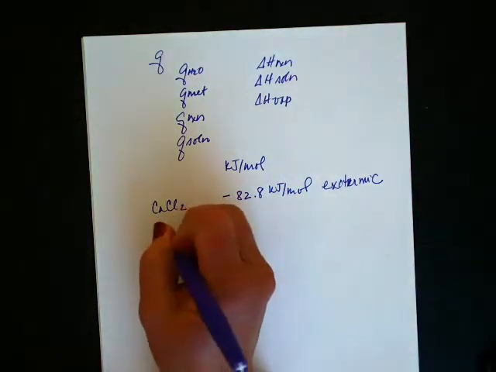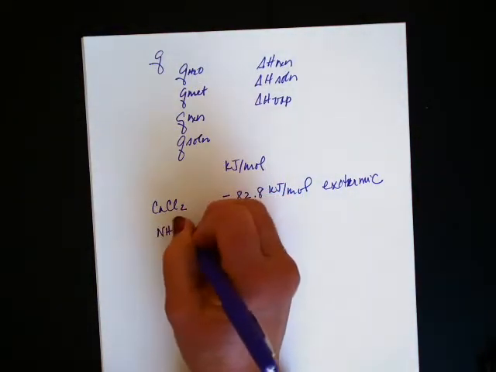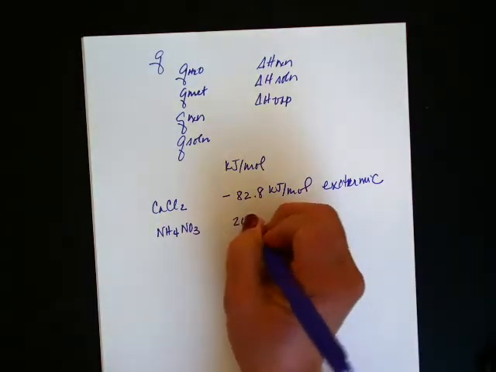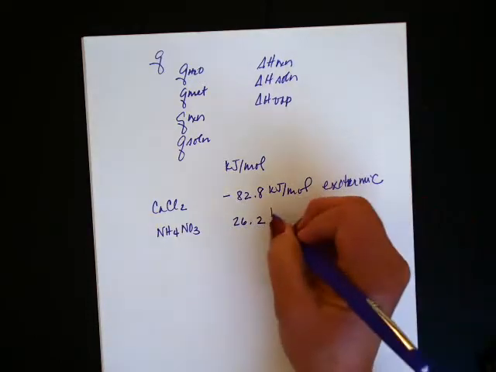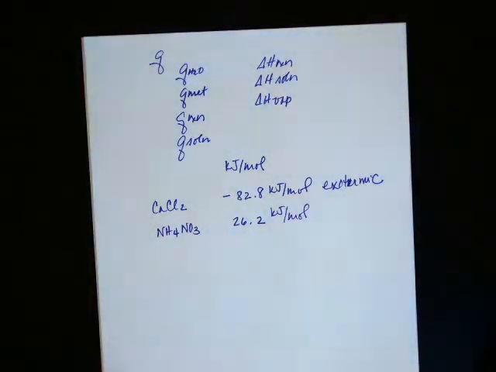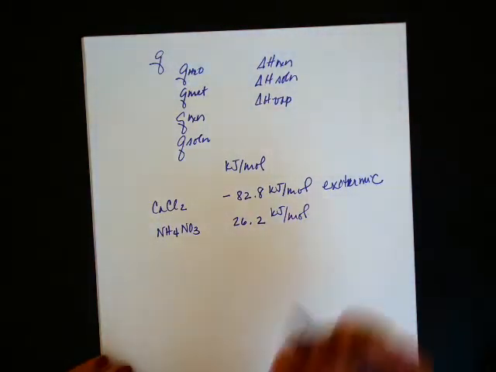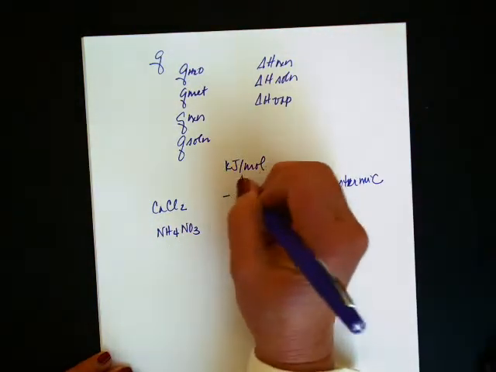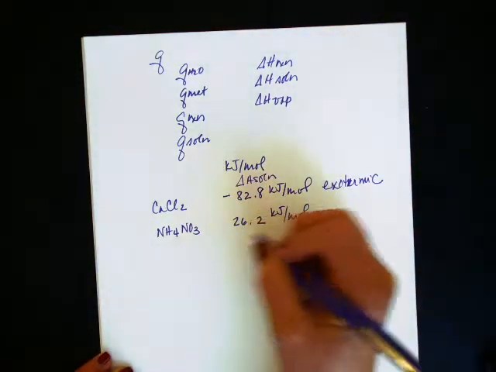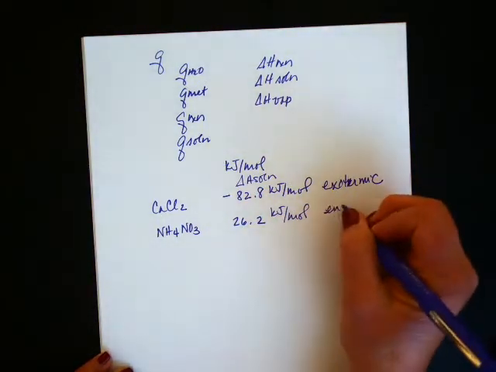And I'm taking these from the table. Ammonium nitrate has a delta H of 26.2 kilojoules per mole. And these are heats of solution, I should say, delta H solution. So when this dissolves, it's an endothermic reaction.